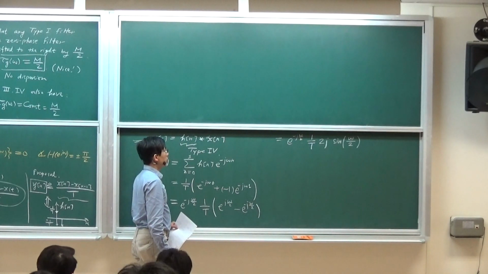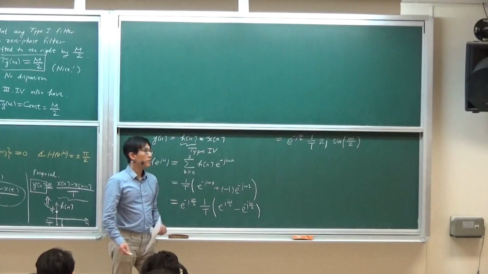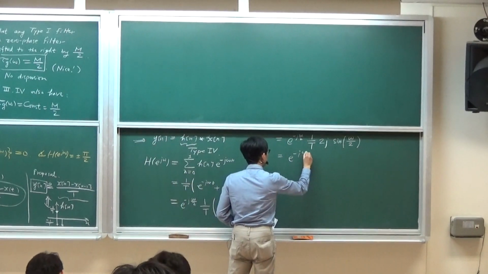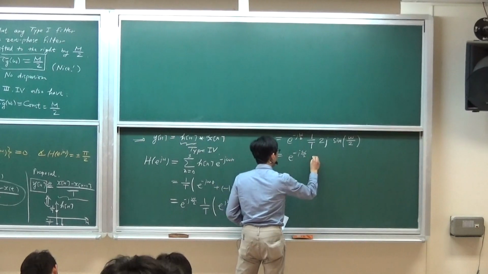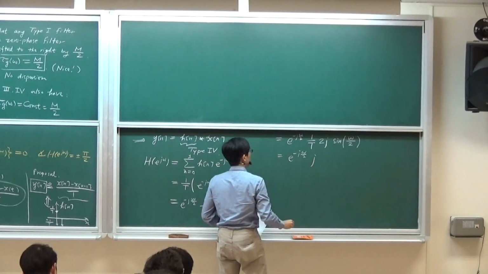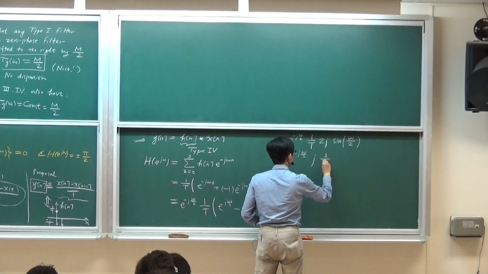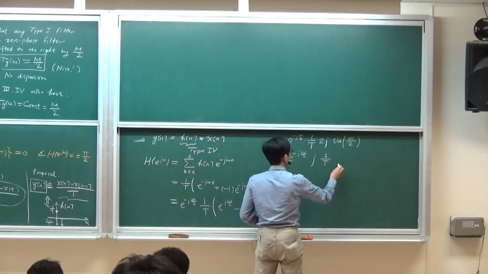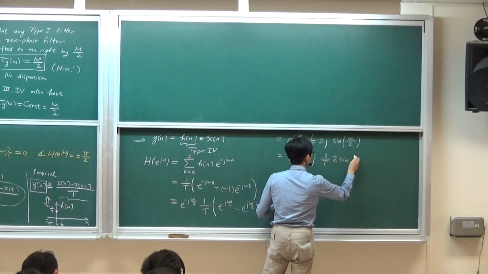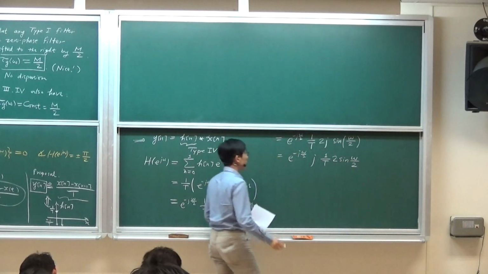So this is our frequency response. Or I should say there is a phase factor times j times this 1 over T and 2 sine omega divided by 2. Okay?